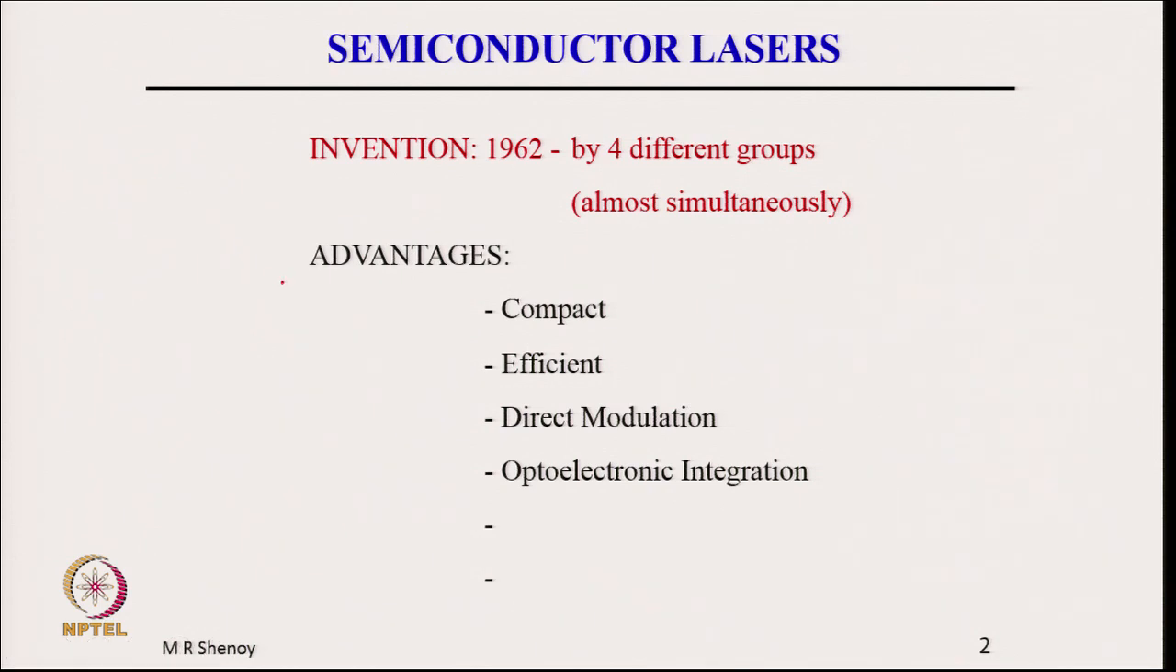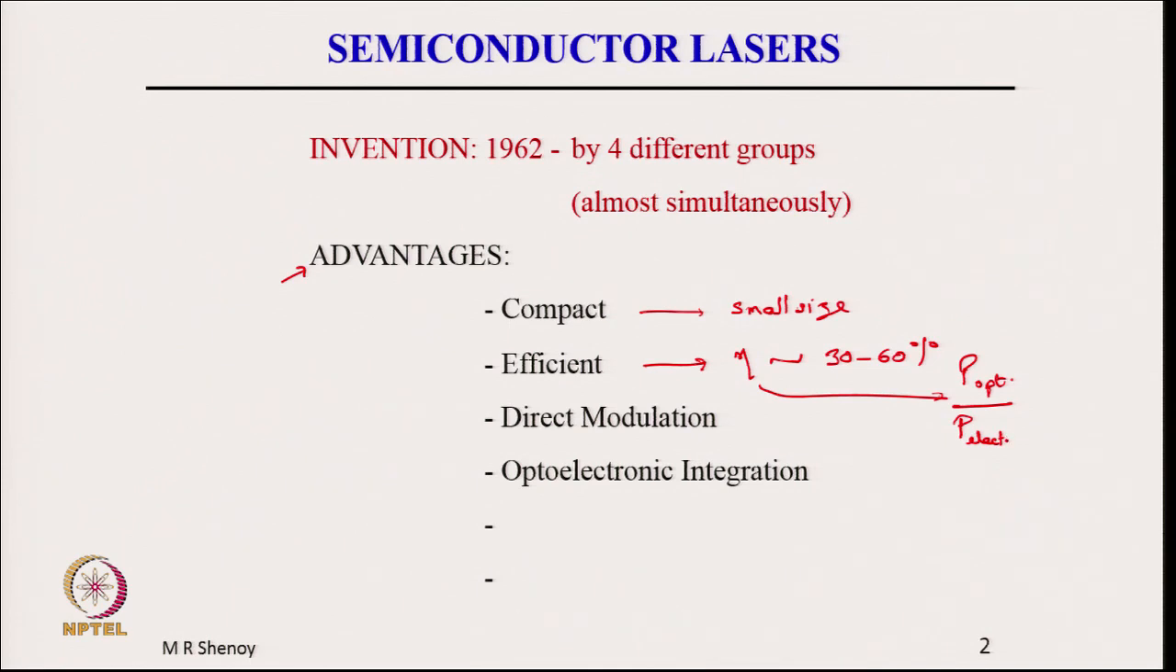The advantages of semiconductor lasers are they are very compact, which means small size, and for the same level of power, very efficient. The power conversion efficiencies are of the order of 30 to 60% typically. Efficiency here refers to the wall plug efficiency. So, this refers to total optical power P optical divided by P electrical, the input electrical power.